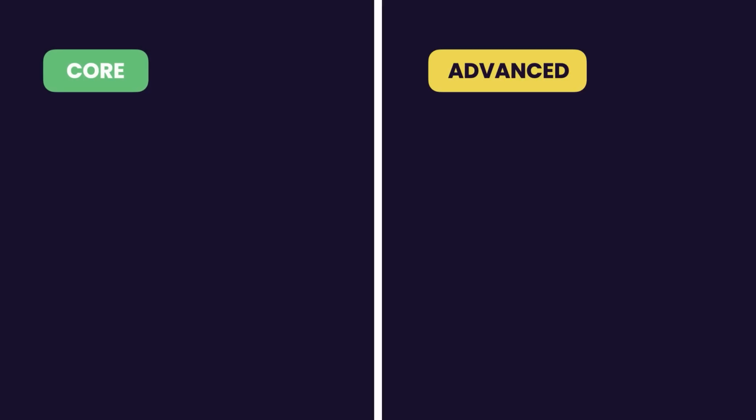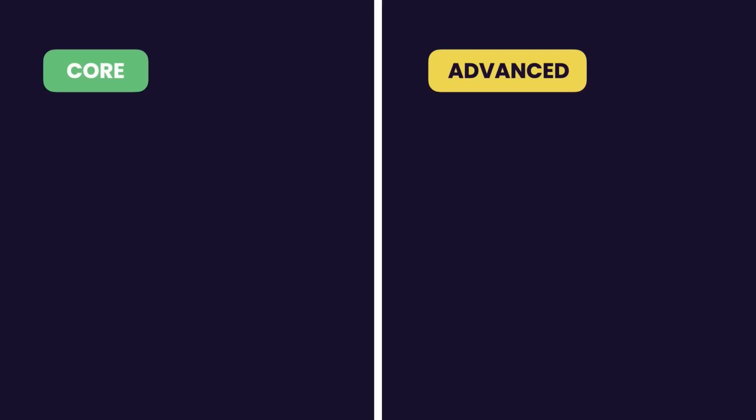Essential or core features, and advanced or nice-to-have features. This classification will help us prioritize and build our issue tracker, or any project, step by step. So, what are the essential or core features of an issue tracker? I mean, the absolute must-haves.